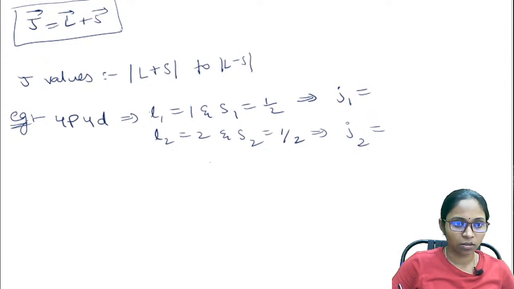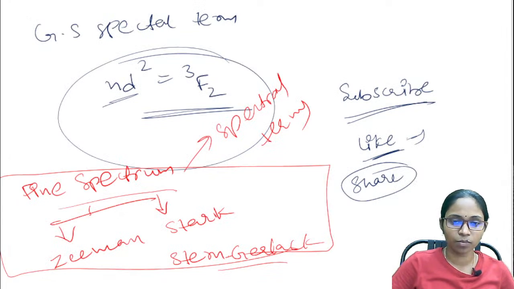Now, last class we had gone through the spectral terms, right? How to find out the spectral terms. And I had given you some problems. Did you solve those problems?